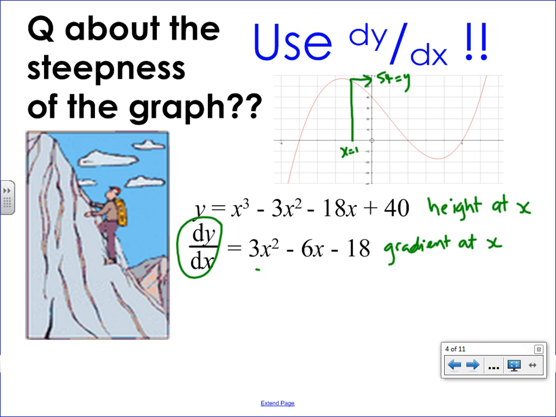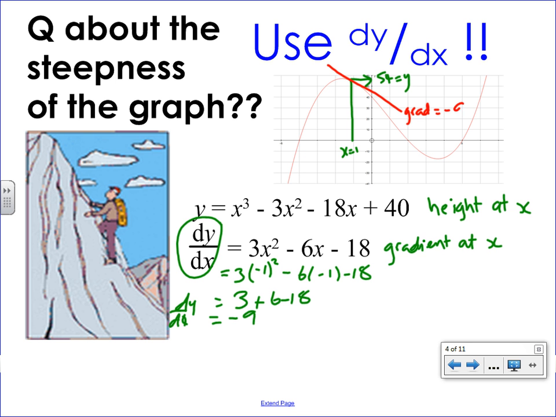If we put minus 1 into the gradient function, then we get 3 times 1 is 3, add 6, minus 18, minus 9. So the gradient, dy by dx, the steepness of the graph, when x is minus 1, is minus 9. Looks about right, it's going downhill, about minus 9. Obviously, if we put a different x in, we'd get a different gradient, because the gradient keeps changing wherever you are in the graph, in the same way as the height keeps changing.